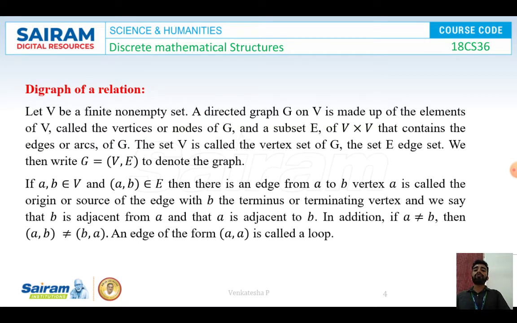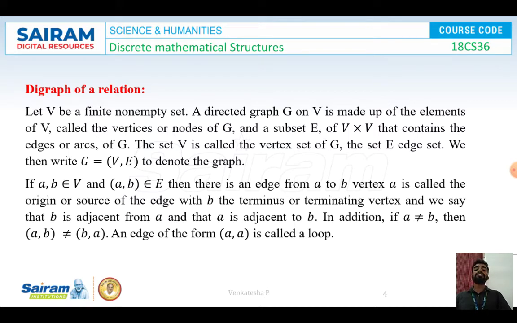Next is the digraph of a relation. To define a digraph, I must have a finite non-empty set. So I'll take V as a finite non-empty set, and the digraph G on V is made up of all the elements of V, which will be called the vertices or nodes of G, and a subset E of V cross V that contains the edges or arcs of G.